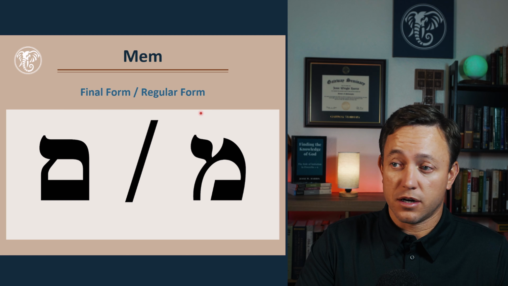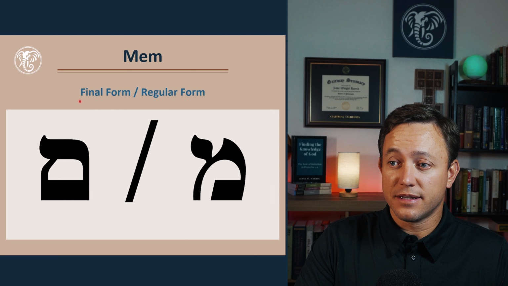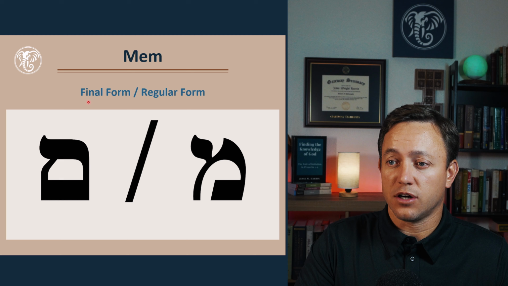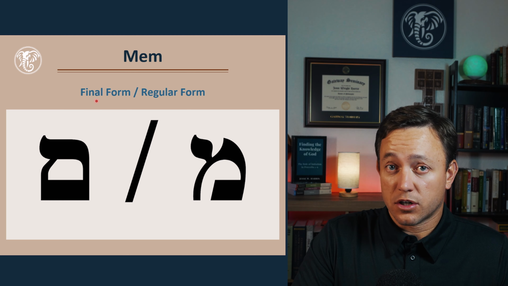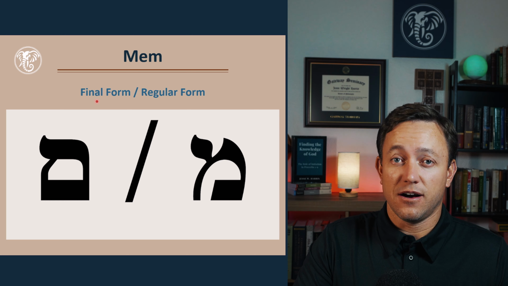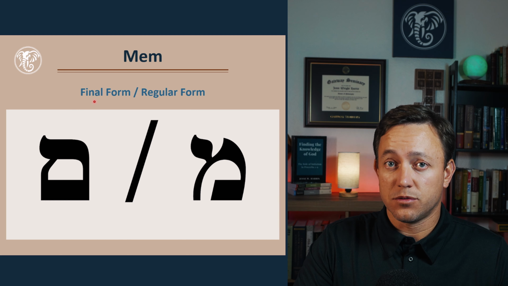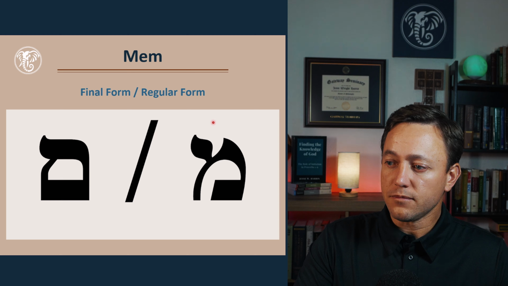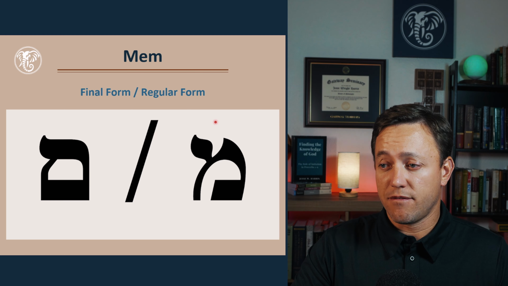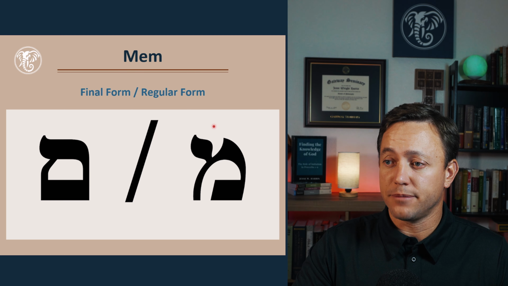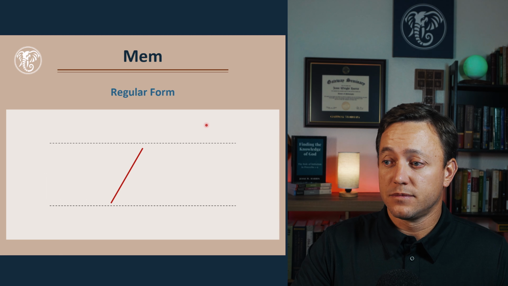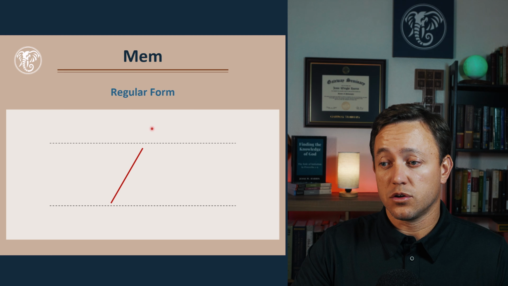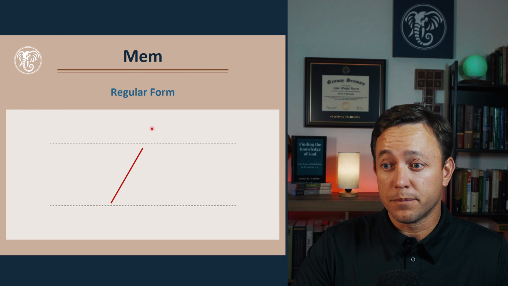Now, both are just the letter Mem, but as we saw before, the final form, the Mem Sophit, as it's often called, is going to occur only at the very end of a word. So when it's the last letter of a word, you'll have this final form of the Mem. But everywhere else, we're just going to have that regular form as we see over here on the right. Okay, well, how do we write it? So go ahead and take out a piece of paper and a pen and practice writing this so that you can get the sense of the letter as well.